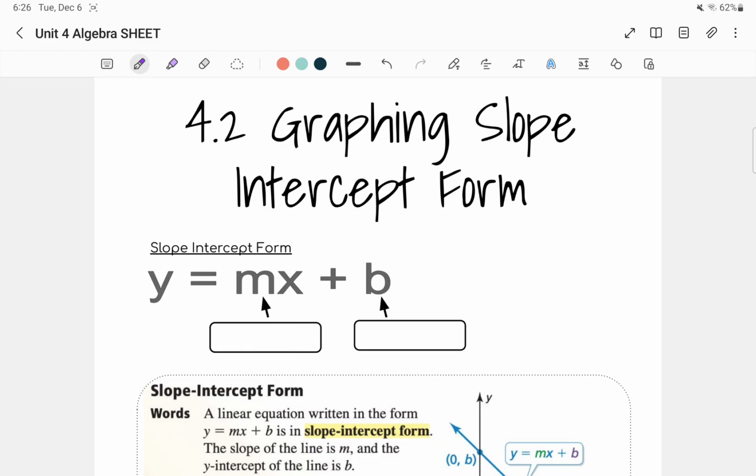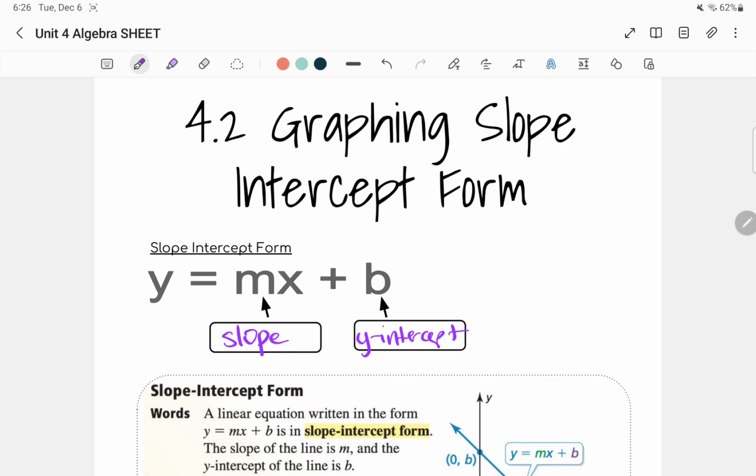So first we have to know what slope-intercept form is, and that is y equals mx plus b, where m and b are going to be numbers, and they're going to be specifically our slope, so m is slope, and b is y-intercept.